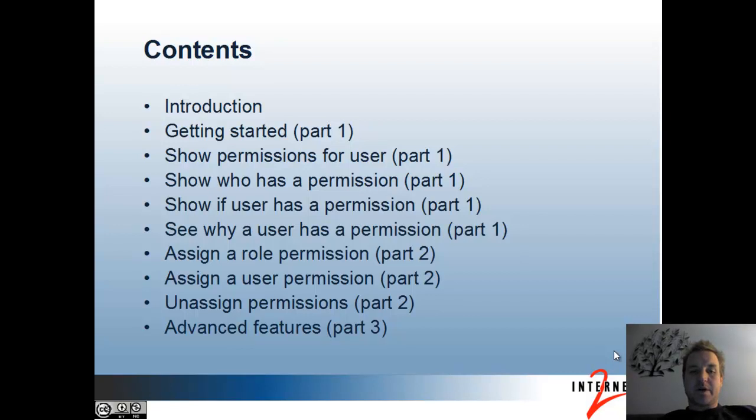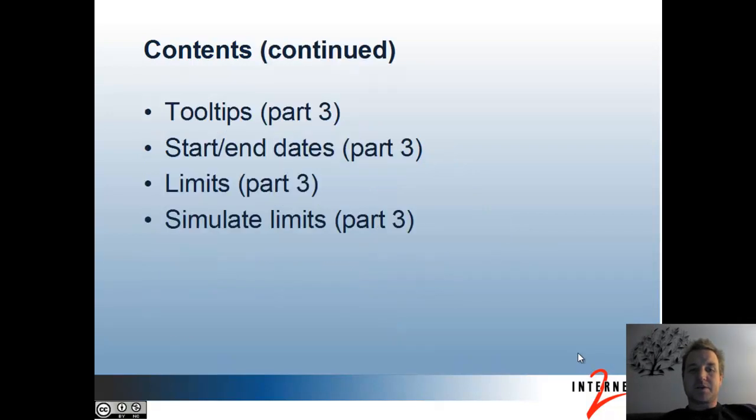So in Part 1 we talked about getting started, showing permissions for a user, showing who has a permission, and showing if a user has a permission and why that user has a permission. In Part 2 we showed how to assign role permissions or user permissions and how to unassign permissions. In Part 3, which is advanced features, we're going to talk about tooltips, start and end dates, limits, and simulating limits.